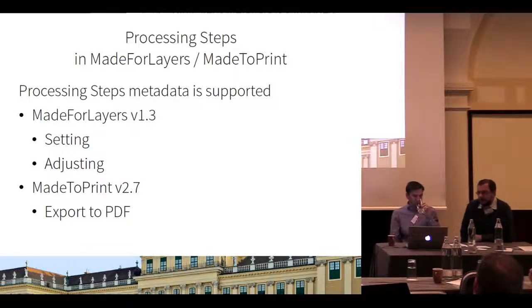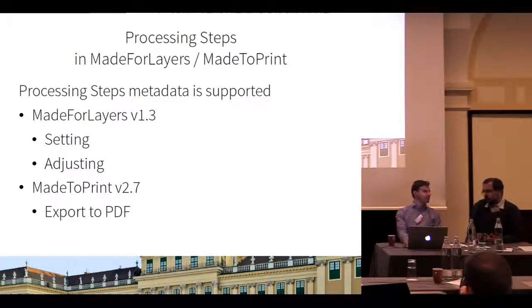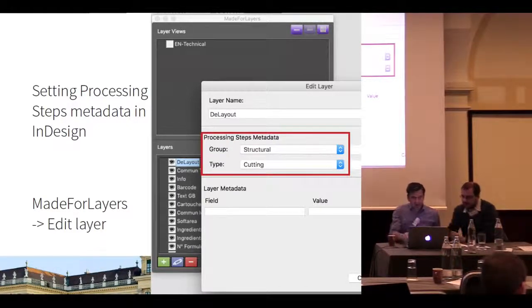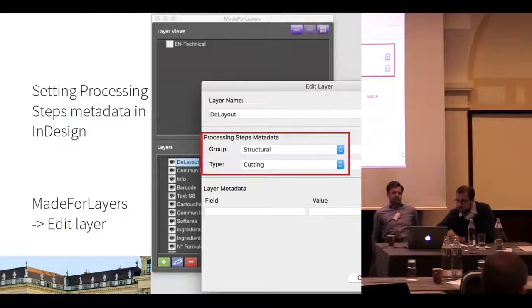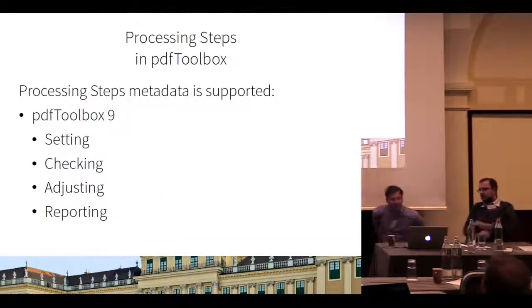as for now, processing steps metadata is supported in MadeForLayers in the current version 1.3. And you can set and adjust the processing steps metadata. And in Made2Print, it's supported in version 2.7, which is simply to export the processing steps metadata to the PDF. Oh, that's me already? No, that's the MadeForLayers, just as you have seen it. It has the processing steps metadata group, and okay, now it's me. Now it's you.